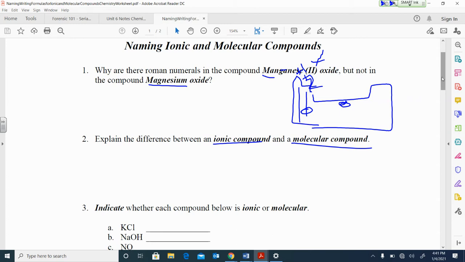So an ionic compound is a bond that gives and takes electrons between a metal and a non-metal. Now, it's not completely always a metal and a non-metal, but almost always a metal and a non-metal.